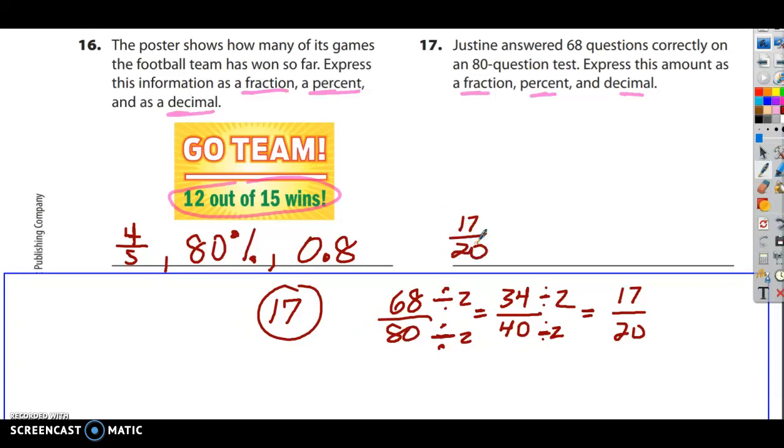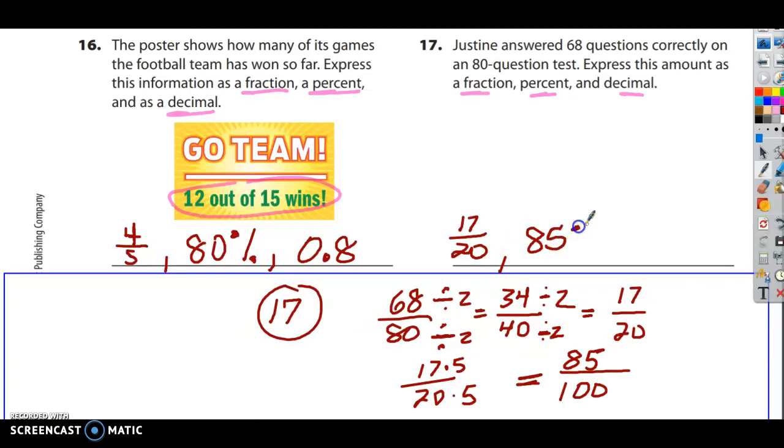Now does that help me get my percent? It really does, because percent means out of 100. And can I make 20 become 100? I can, by multiplying by 5. So I'm going to multiply 17 by 5. 17 times 5 is 85. And 85 out of 100 is 85%. And that as a decimal is really simple. 85% means an 85 in the hundredths.